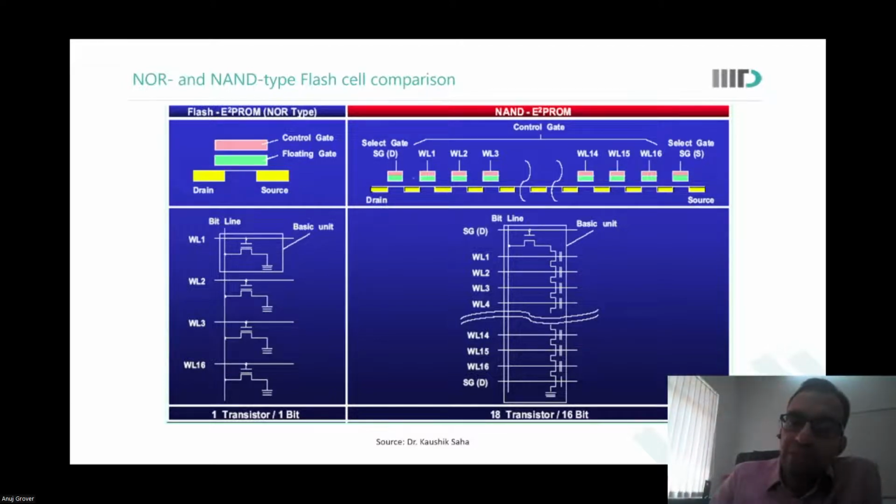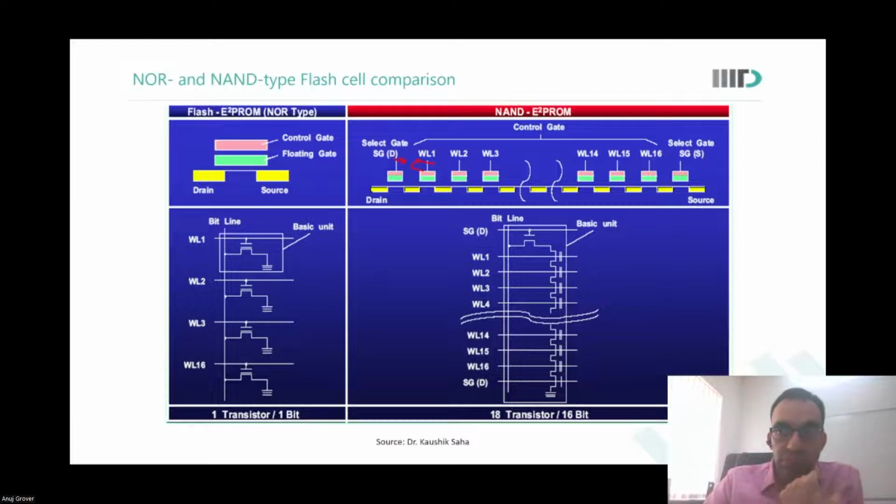So now look at it like this. You simply have word lines and there is no need for having any contact over here. So these gates can actually come much closer and you can have a denser memory cell. NAND flash is therefore multiple times denser than the NOR flash.